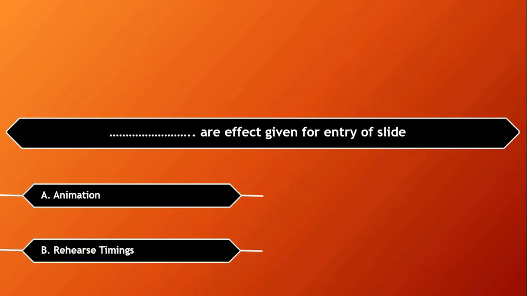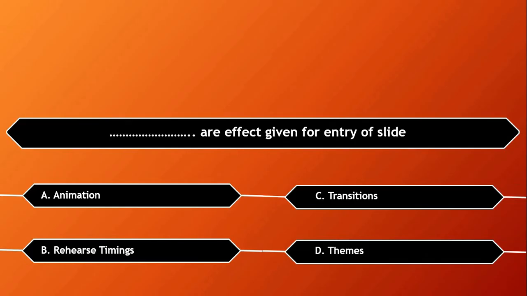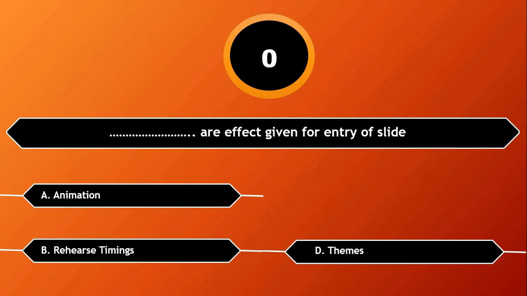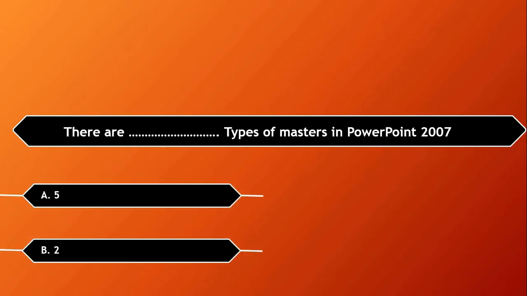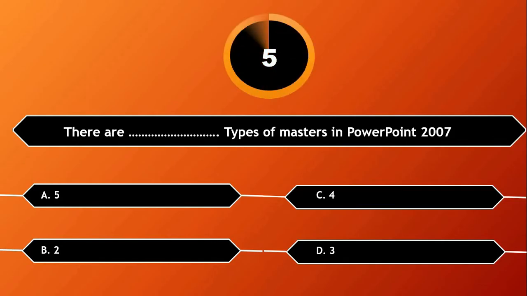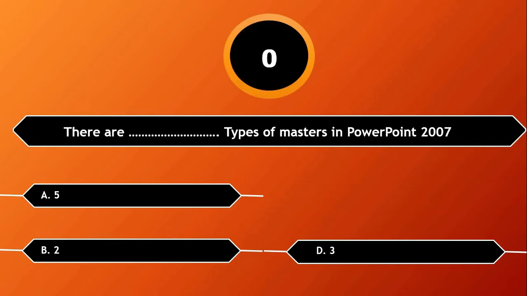Dash is the effect given for the entry of the slide: animation, rehearsal timing, translation, themes. The right answer is transition. There are dash types of masters in PowerPoint 2007: 5, 2, 4, 3. The right answer is 4.